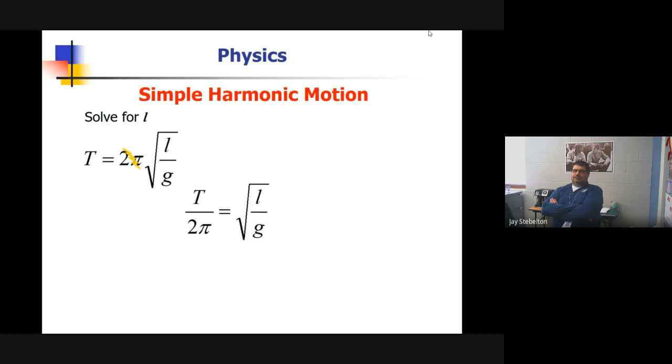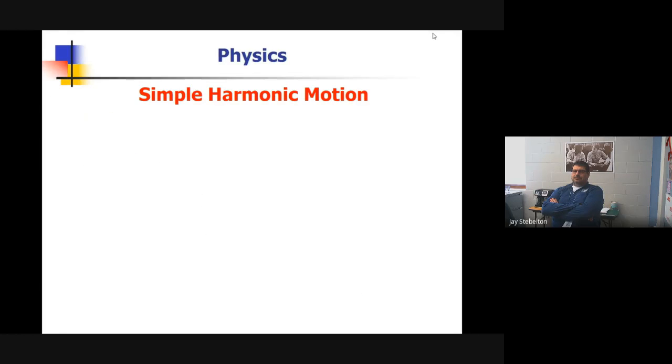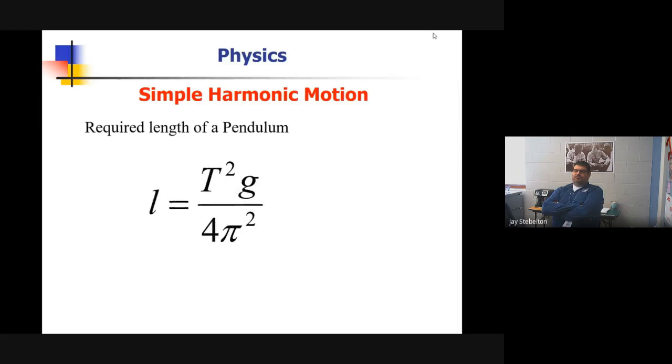I have T over 2 pi is equal to the square root of L over g. How do I get rid of the square root? Correct, square each side. And I have T squared over 4 pi squared is equal to L over g. Well, g's at the bottom. I've got to get that from one side to the other. How do I get it to the other? Multiply each side by g, and the length for any time I want is T squared g divided by 4 pi squared.